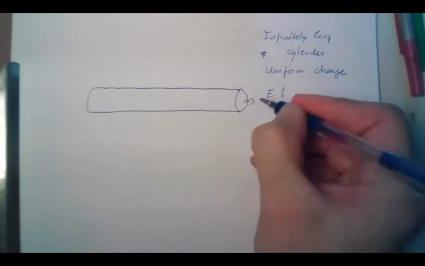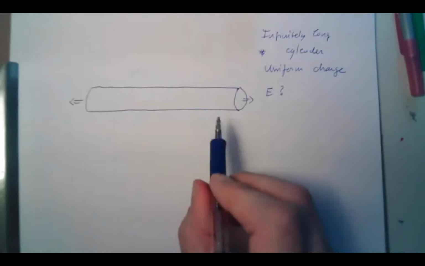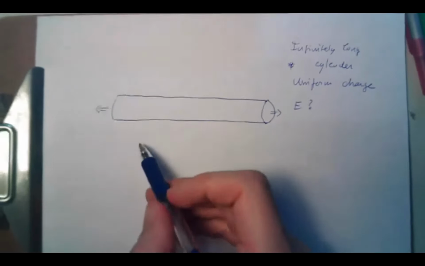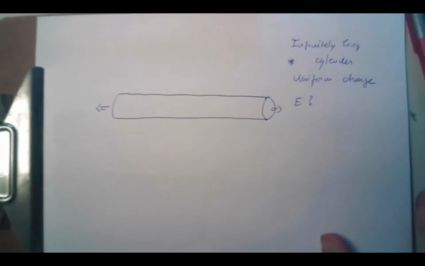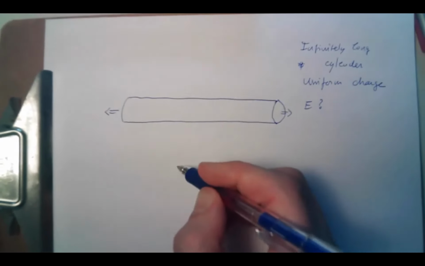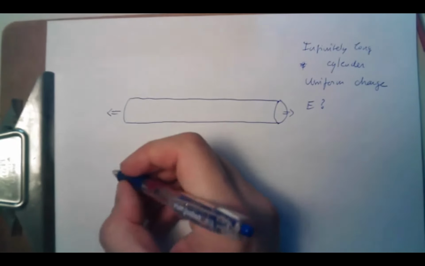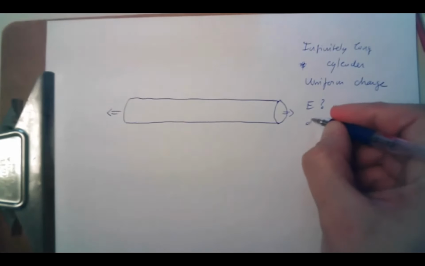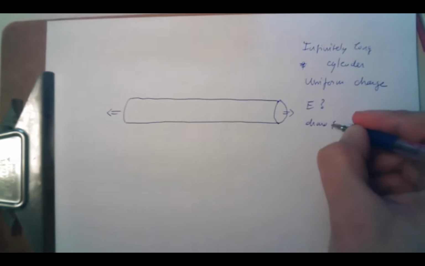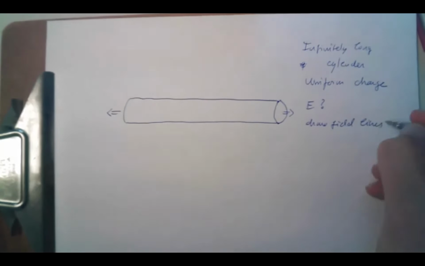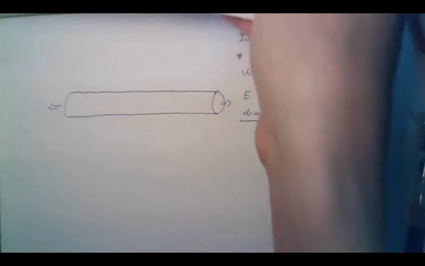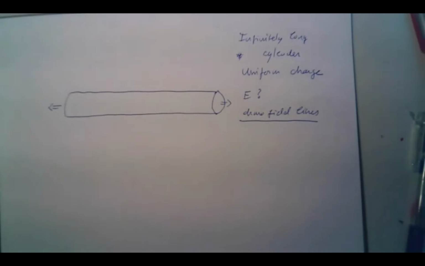So this thing keeps going, right? So it keeps going in this direction, keeps going in this direction. And now the question is, what does the electric field look like? So I'm gonna draw this in a little bit, but first I want you to try this. So the question is not only what's the electric field, but also draw the field lines. So this is your assignment for now. So draw the field lines, and I will do the thing again.